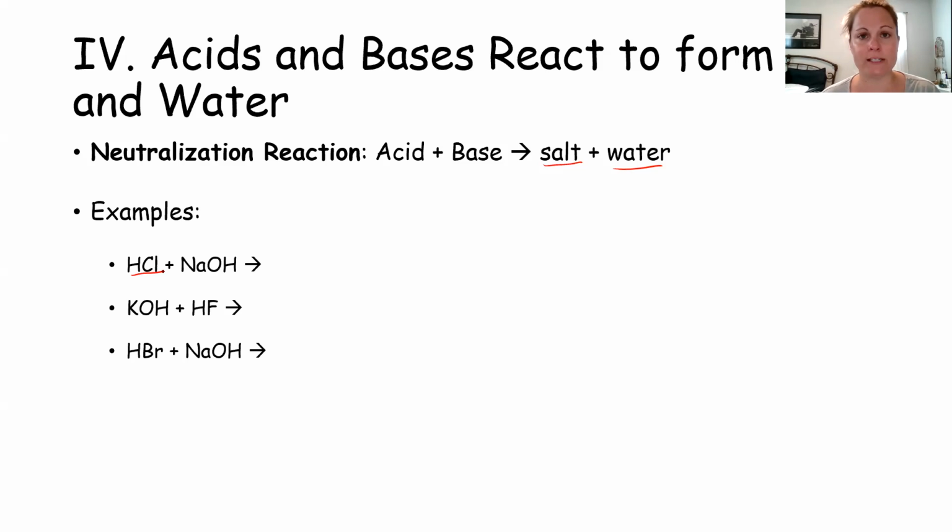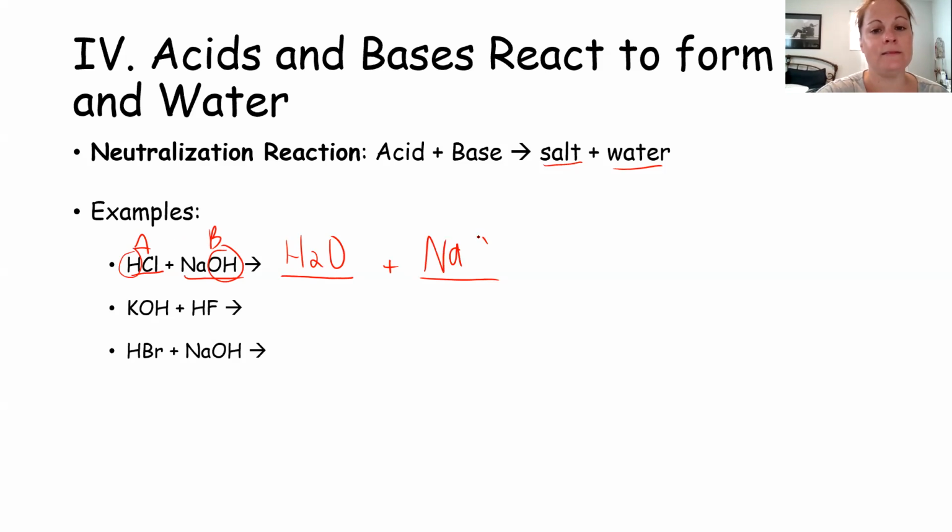HCl, that breaks apart into H+, that's my acid. NaOH breaks apart into hydroxide, that's my base. So acid plus a base has to produce some kind of salt and water. Where am I going to find the water? Well, water is H2O. I got that from here and here. So what's left? Salt, NaCl, here and here.